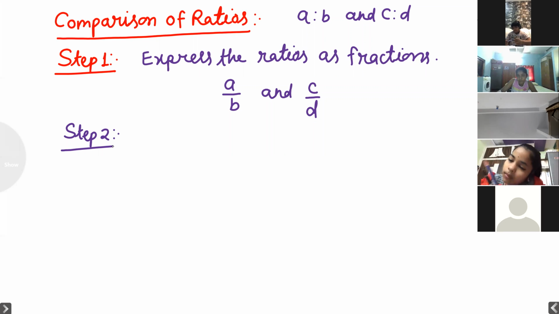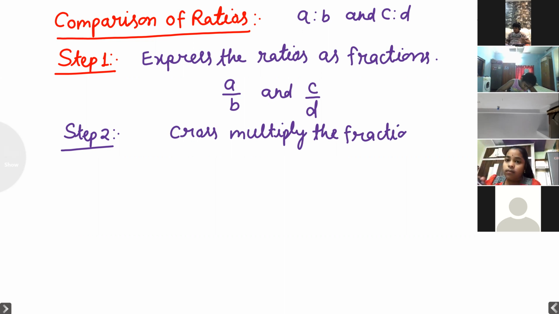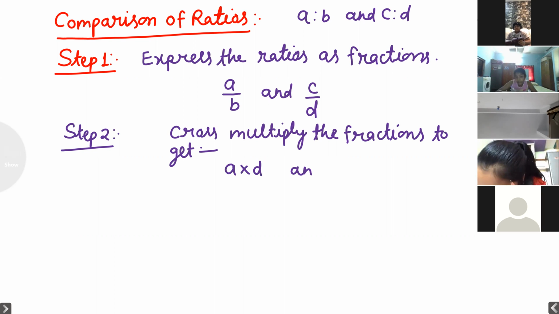Cross multiply the fractions to get. Cross multiply means A into D and B into C.